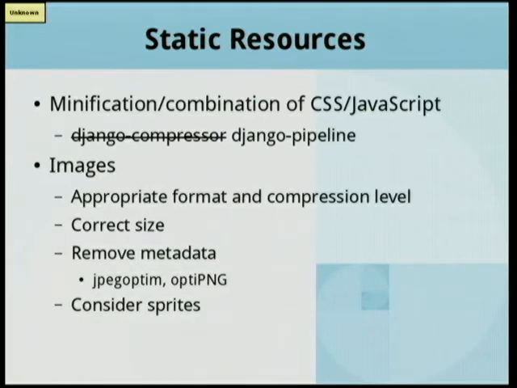So ways to fix static resources. Minification and combination of your JavaScript and CSS. In Django land, until yesterday, I thought it was Django compressor. Apparently now Django pipeline is the place to look for that. In terms of images, this is all web development 101 stuff, choosing an appropriate format and compression level.